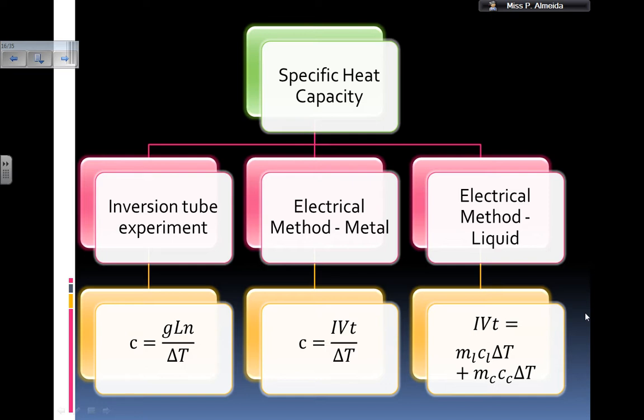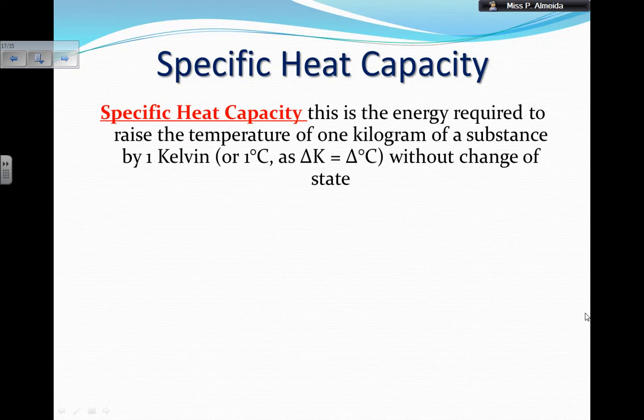So you will see the liquid in the container, the calorimeter, sorry, not capacitor. Let me move on and explain each of these in more detail. Before that, I'm also going to remind you what specific heat capacity is.